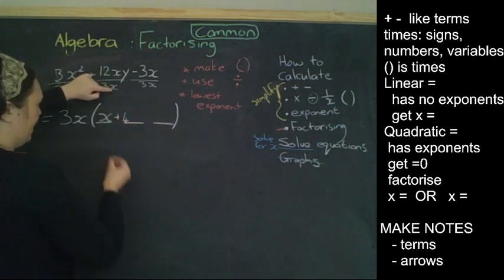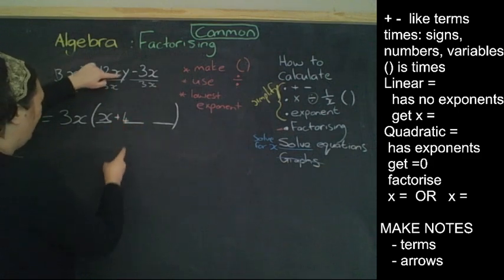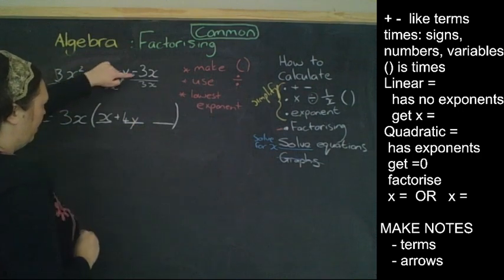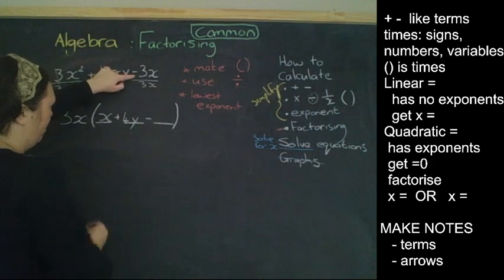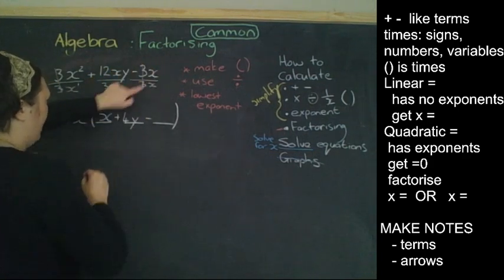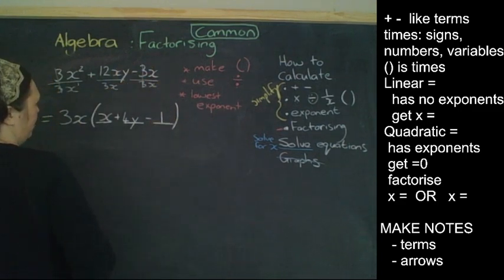X divided by x is 1. We don't need to write it down because there's other stuff. And the y stays where it is. Positive and negative is negative. 3 divided by 3 is 1. X divided by x is 1, so we only have 1 left. Okay.